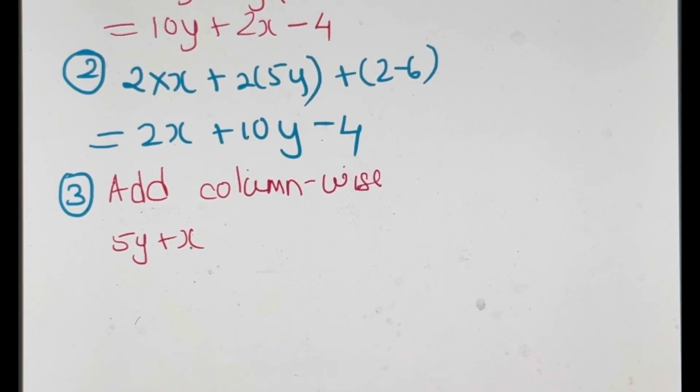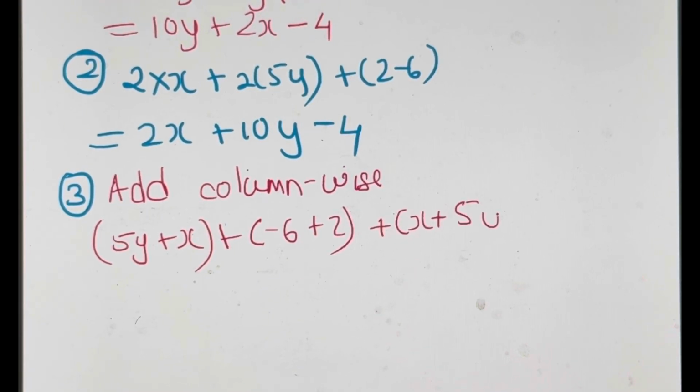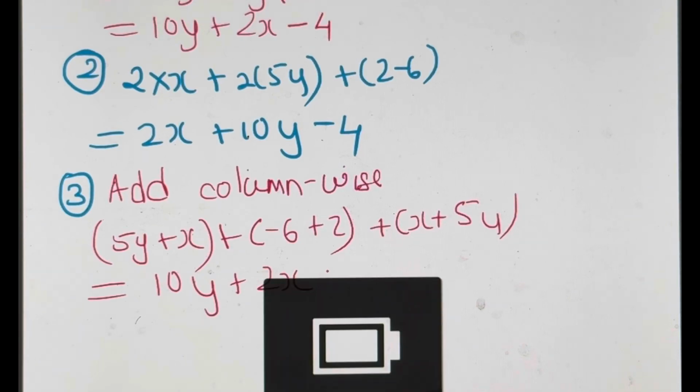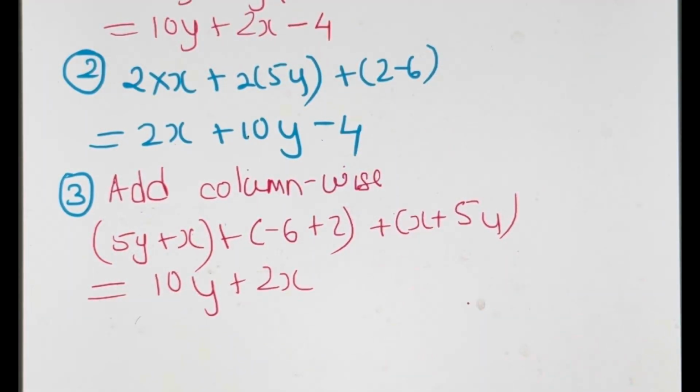This is one bracket. Then plus, two numbers were there, minus 6 plus 2, in one bracket, and the last column was x plus 5y. If we take the like terms again, 5y plus 5y is 10y, x plus x is 2x, and minus 6 plus 2 is minus 4. So in all the cases you get the same answer.